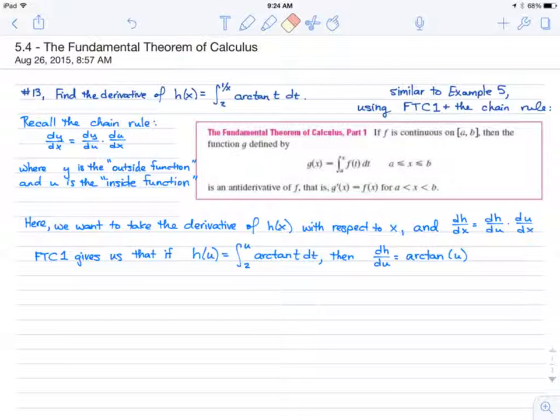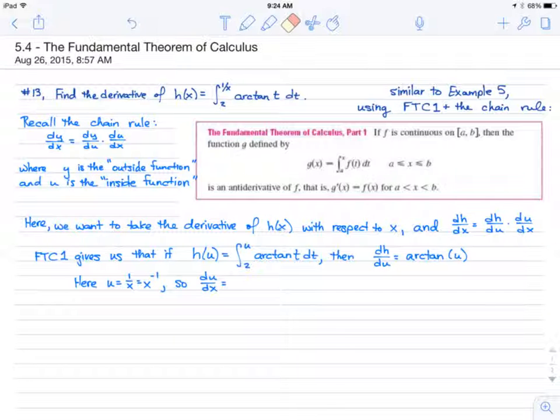So the fundamental theorem tells us once I have it written this way, where the variables match, then the derivative of that accumulation function, see here g prime, the derivative of our h, dh du, is equal to the integrand where we plug in the variable. And here my variable is u, my integrand is arctan t, so I have that the derivative of h with respect to u is arctan u. This is what the fundamental theorem gives us.